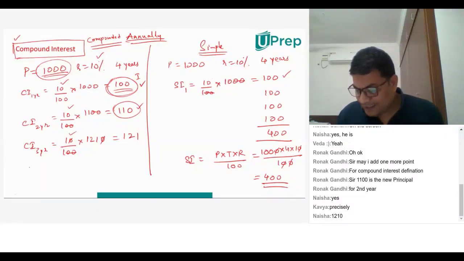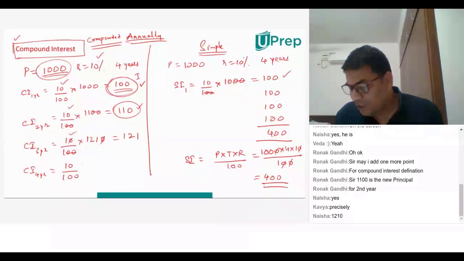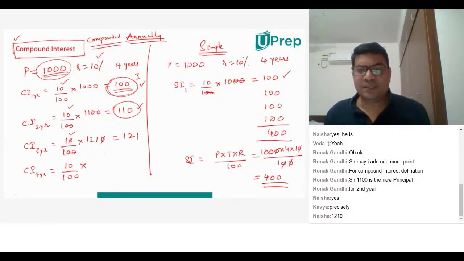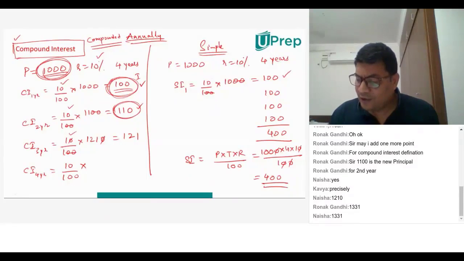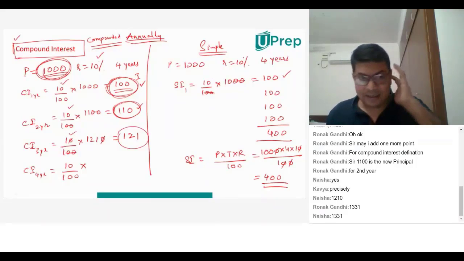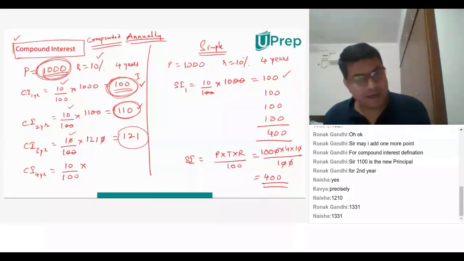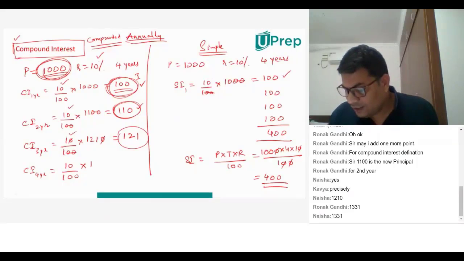Now let's go ahead and understand compound interest for the fourth year. What happens in the fourth year? Once again, it is 10 by 100 times of the new principal. Now, what is the new principal? New principal is nothing but the initial principal, which is 1,000, plus the interest earned until then, which is 100 plus 110 plus 121. So if you add that up, how much is that? Yes, Nash has already calculated. Ronak also calculated. It's 1,331. So 10 by 100 of 1,331, the zero gets cancelled, so it is 133.1 rupees.